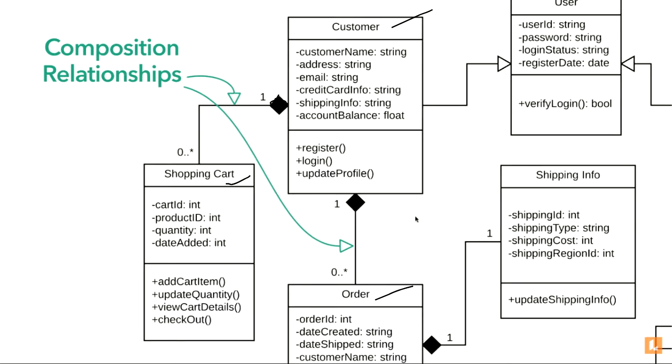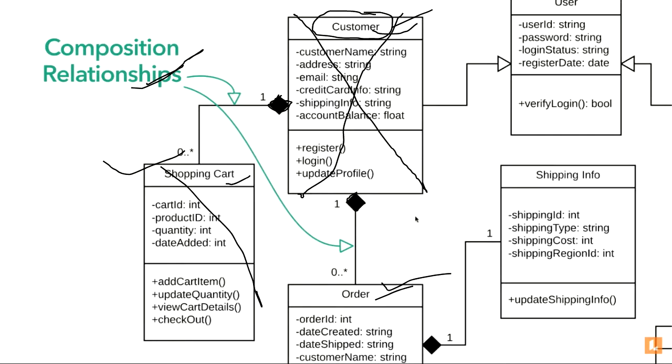Now the composition relationship is with this class, and here also the composition relationship is with this class. So which is the parent class? This customer is the parent class for both shopping cart and order. When I say parent class, it doesn't mean inheritance is happening here. Customer is the parent class for this composition relationship. This means that if the customer class is deleted, if the customer deactivates his Flipkart account, then his shopping cart will also be deleted, and whatever orders he has placed will also be deleted.